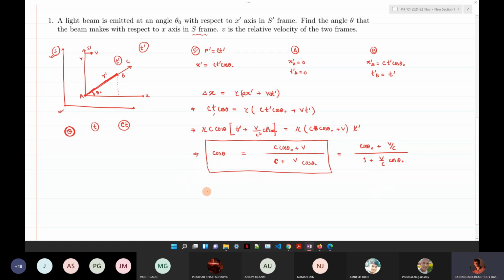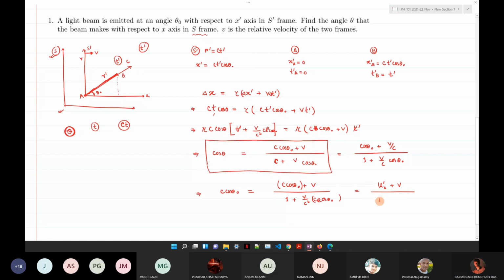Now you note one thing. Let me multiply c here, both sides. c cos theta 0 will be equal to (c cos theta 0 plus v) divided by (1 plus v by c square into c cos theta 0). Now what was c cos theta 0, by the way? It was the speed of light along x direction in the S prime frame, right? c cos theta 0 was the speed along x direction in the frame S prime.